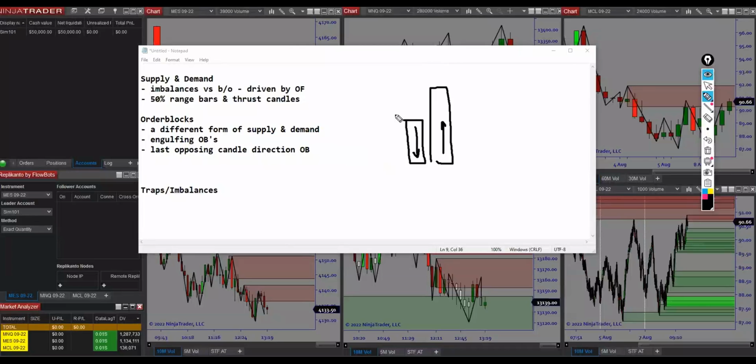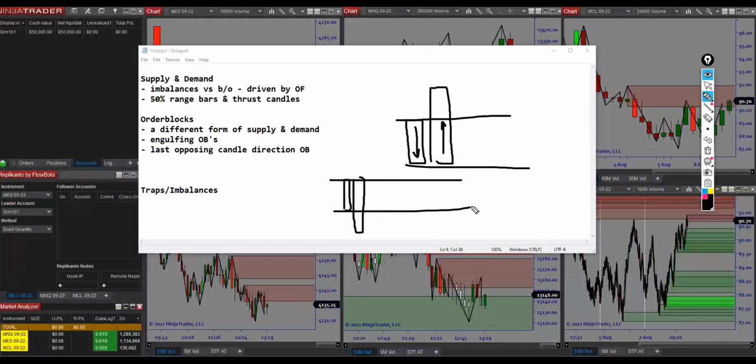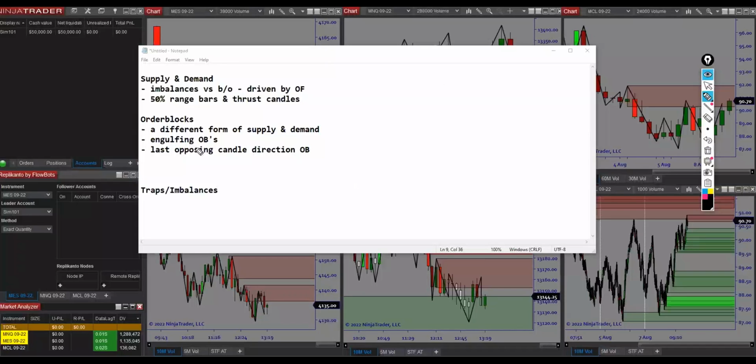Every engulfing pattern by itself means nothing. When you have engulfing candles all over the place, they don't mean anything. It means something in context to where the location is. And that would be considered a buy order block, right? If you had an up candle and then a down engulfing candle, you would have what we call a sell order block.